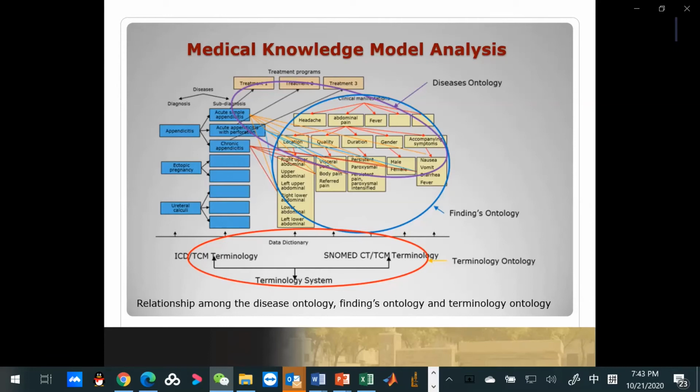Treatments have no ambiguity. Diagnosis is coded by ICD-10 in an ontology structure, and the most difficult part is the clinical findings.